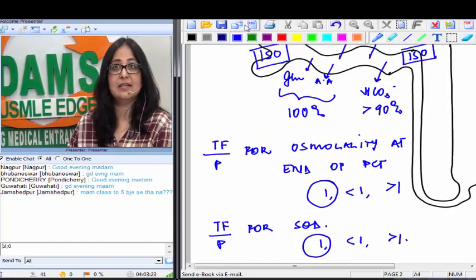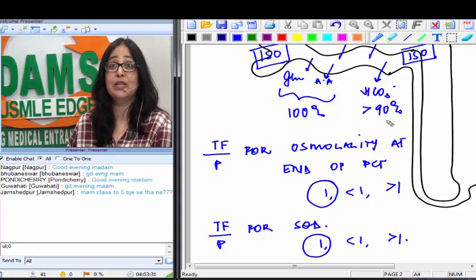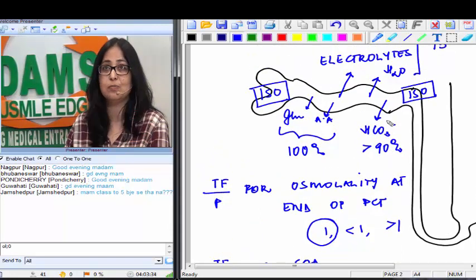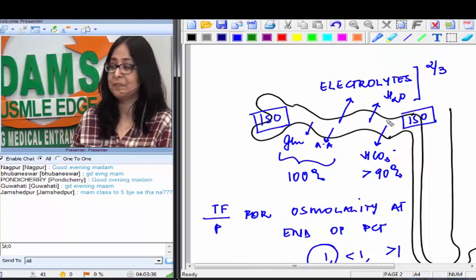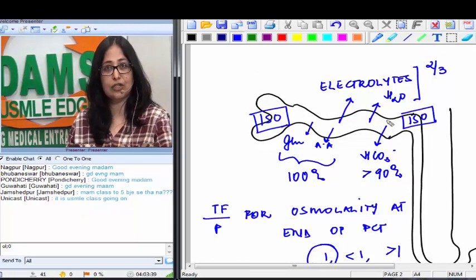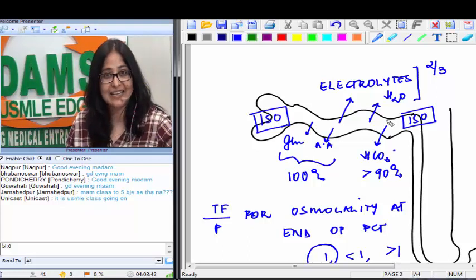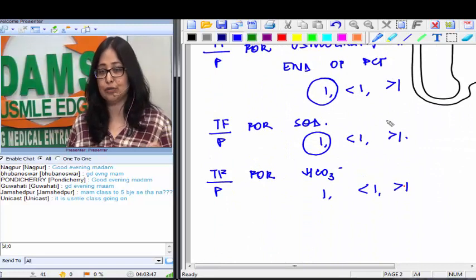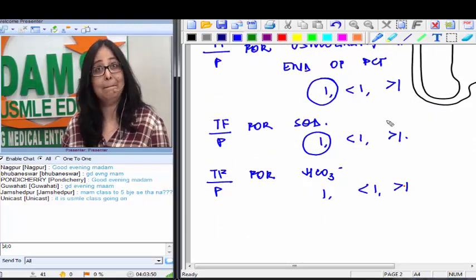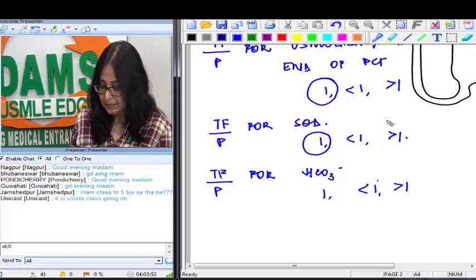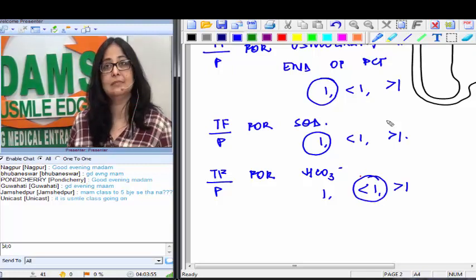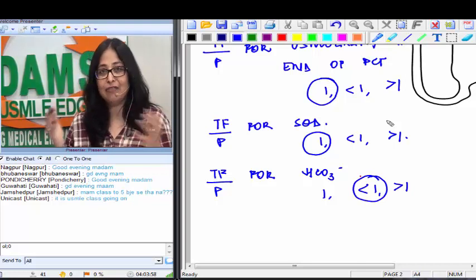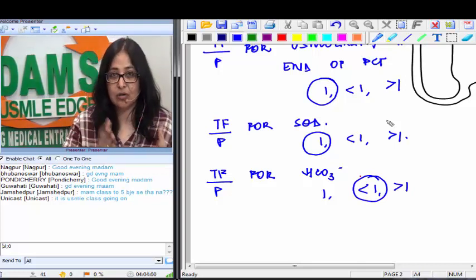Bicarbonate, we've just discussed this here, the amount of bicarbonate absorbed is more than 90% by the end of PCT, whereas the water absorption is 2/3 or 66%. Right? So tubular fluid concentration of bicarbonate will be lower than the plasma concentration of bicarbonate. So in other words, the TF by P ratio for bicarbonate will now become less than 1, right?